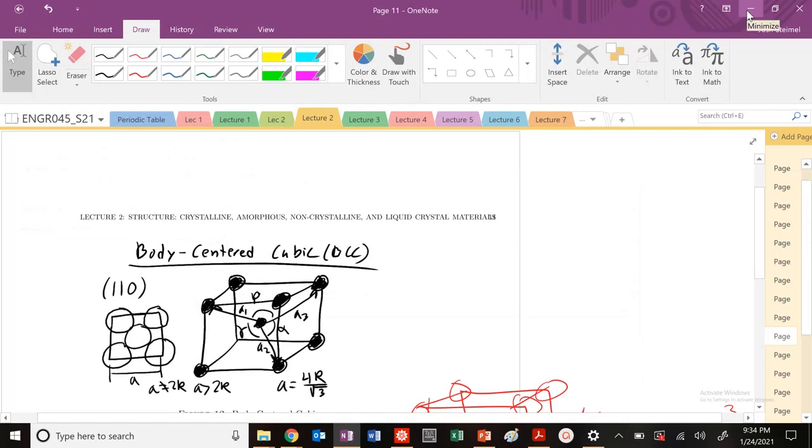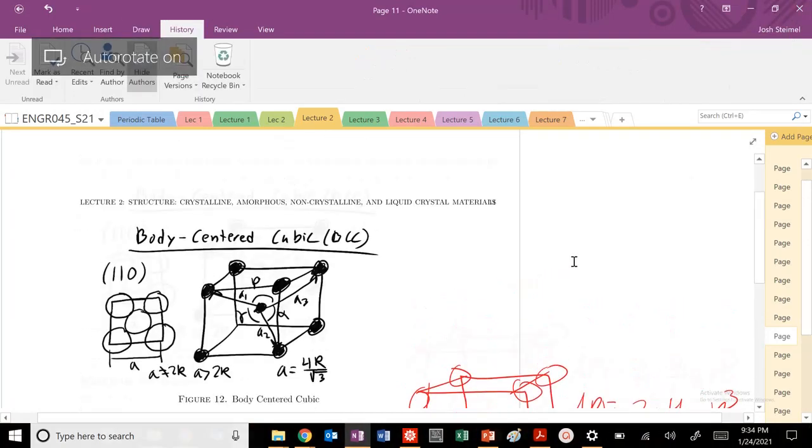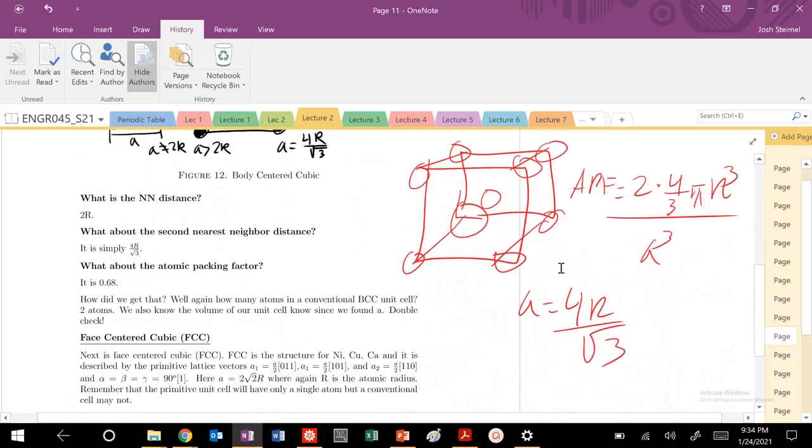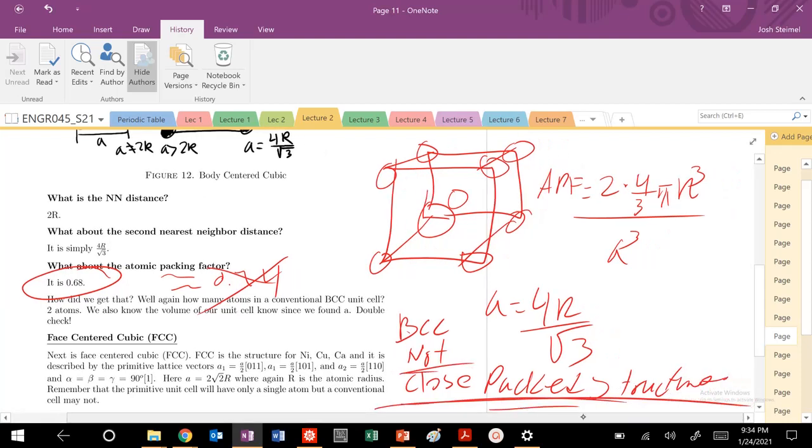So again, is that 0.608 versus the 0.68 value? Is this our magic number of 0.74? No, it's less than that. So again, BCC is not a close packed structure. That's the key aspect there, not a close packed structure. That's the key thing to remember.